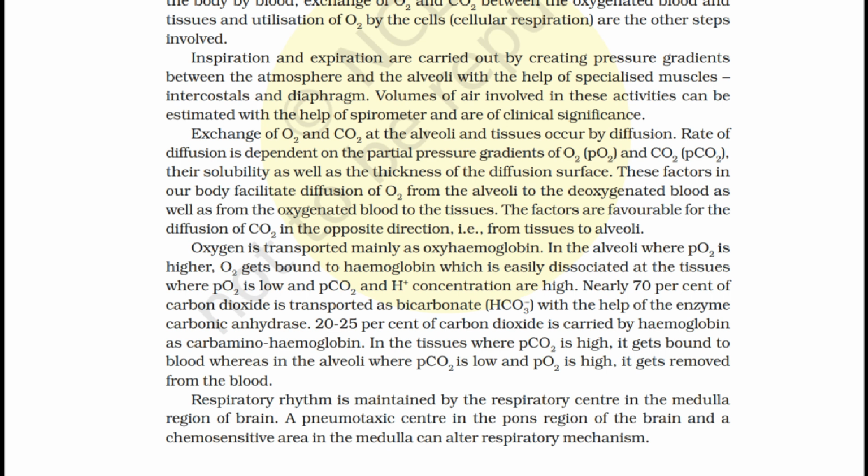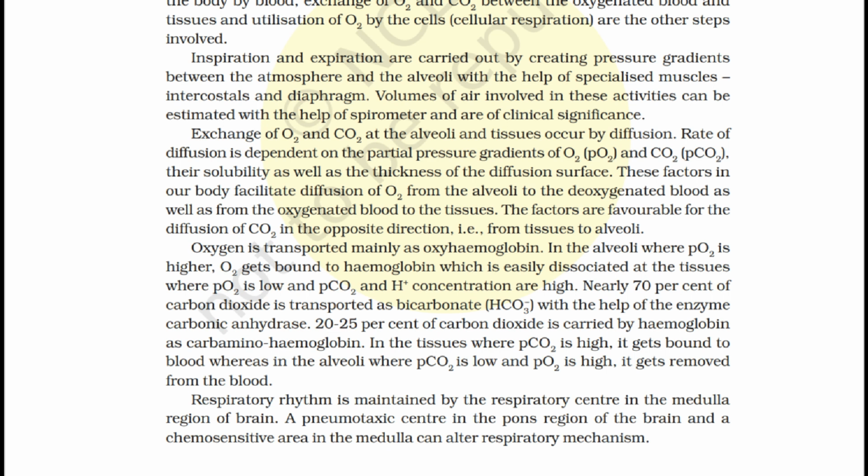Oxygen is transported mainly as oxyhemoglobin. In the alveoli where PO2 is higher, O2 gets bound to hemoglobin, which is easily dissociated at the tissues where PO2 is low and PCO2 and H+ concentration are high.